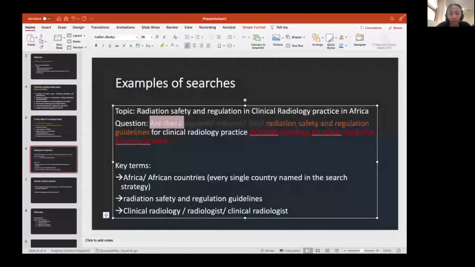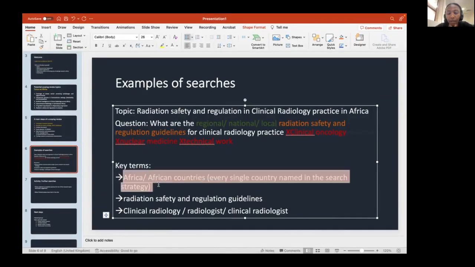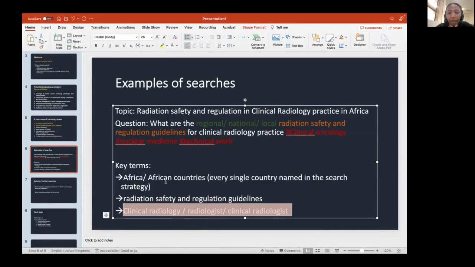It was something along the lines of: what are the regional, national, and local radiation safety and regulation guidelines for clinical radiology practice in Africa. And the key terms we've come up with were Africa, obviously being the setting, radiation safety and regulation, and then also clinical radiology practice. The reason we want to specify the key terms is that the searches we would do would depend on them.